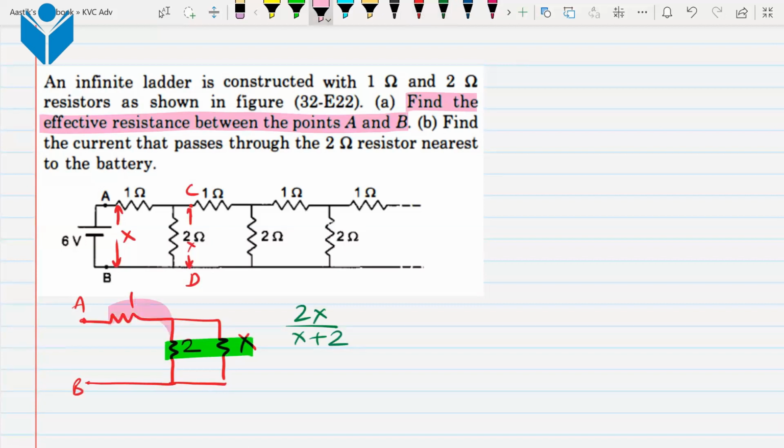Then this is in series with this 1 ohm. So the effective resistance of this combination becomes this plus 1. Do we understand this? Yes, sir. And this must again be equal to x, because the equivalent resistance is equal to x. So this is equal to x. This is a simple quadratic equation, and I think that will give you two values. One value will become negative, that is not possible. The other value will come as 2 ohms. Do we understand this? Yes or no? Yes, sir. Everyone understands this.